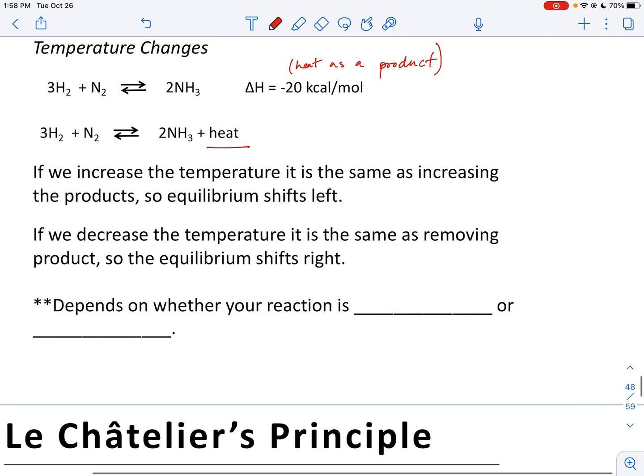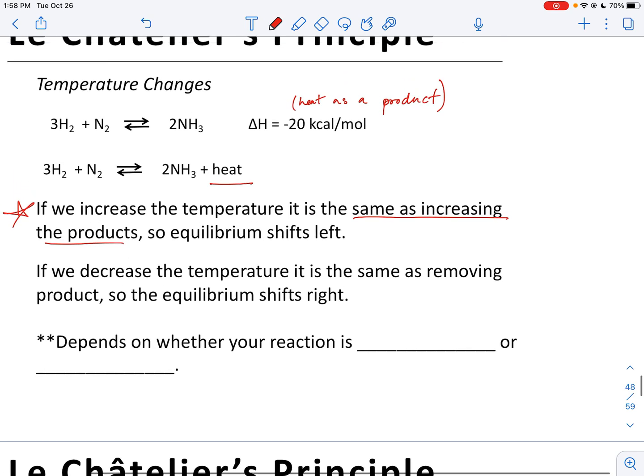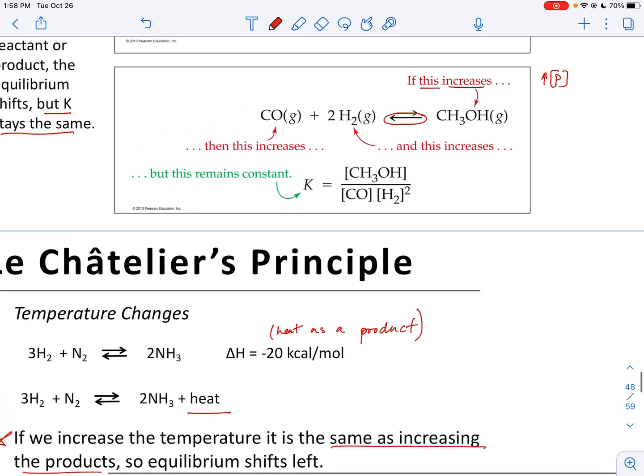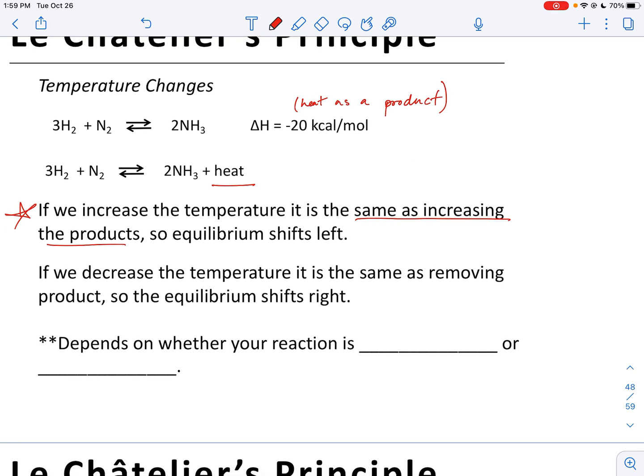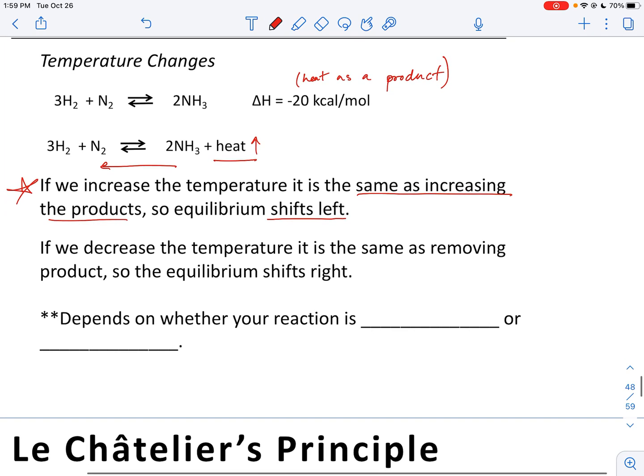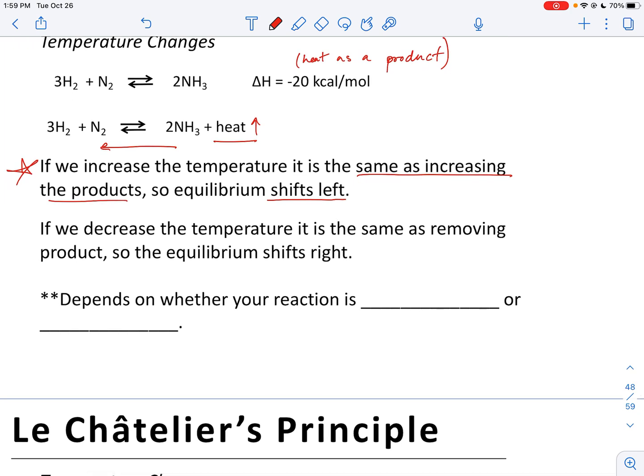Now, if we increase the temperature, I'm going to read the statement right here. If we increase the temperature, it is the same as increasing one of your products, just like what we said up here. If we were to increase the concentration of methanol, it's going to shift the equilibrium back towards the reactants. Well, here, if heat is a product and we increase the concentration of heat, it is going to cause a shift left. Equilibrium will shift towards the left. It will make more of our reactants. It will use up some of our NH3.